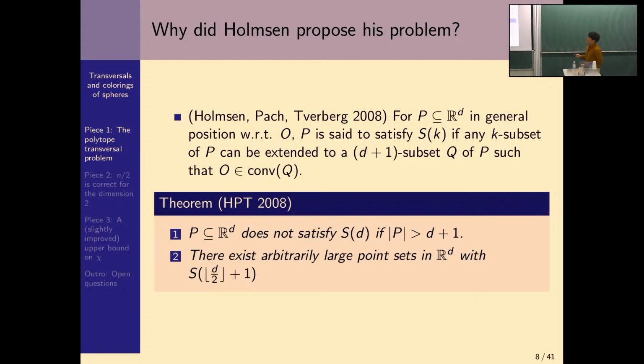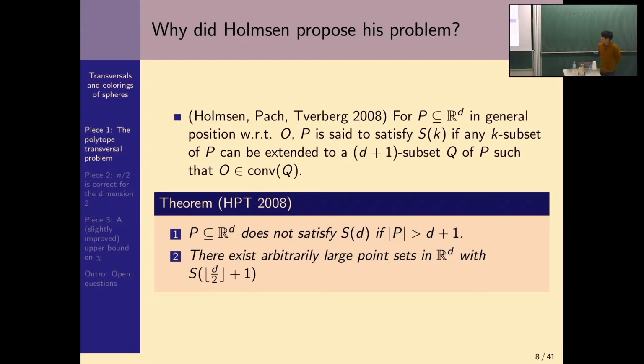Then if you have this kind of point set, P is said to satisfy SK, or it is also called the K-surrounding property. Its definition is that any K subset of P can be extended to a d plus 1 subset, in other words, a simplex Q of P, such that that simplex captures the origin, right?